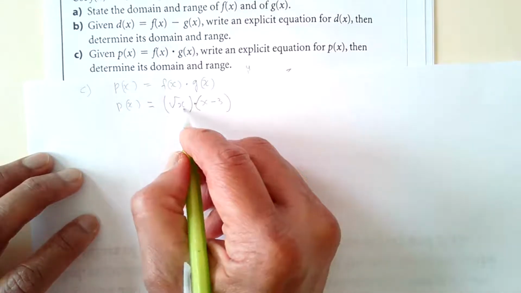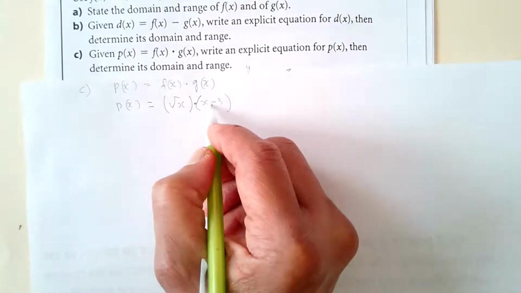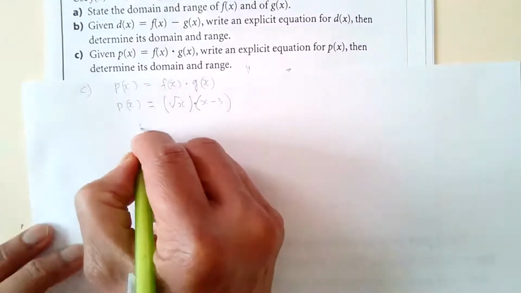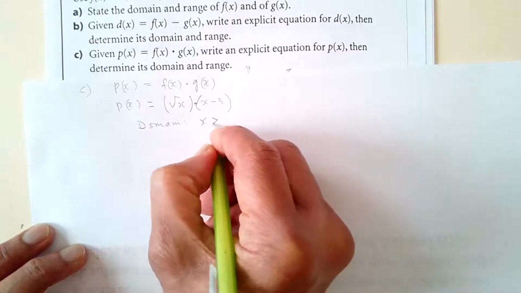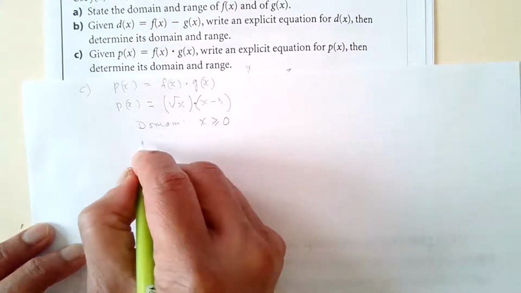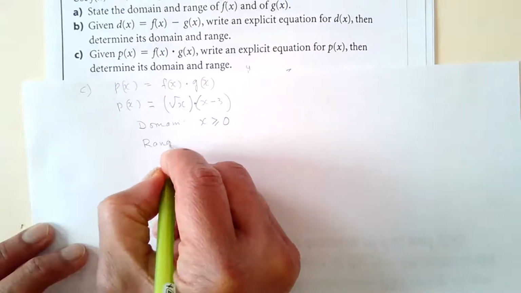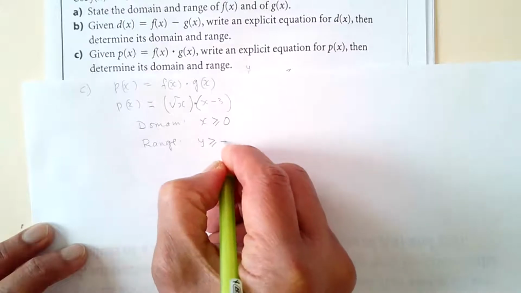So since our domain has to be greater than or equal to 0, and this is a straight line, x is all the real numbers, for the domain x is greater than or equal to 0. Now, you'll have to use your calculator to find the range has to be y is greater than or equal to negative 2.